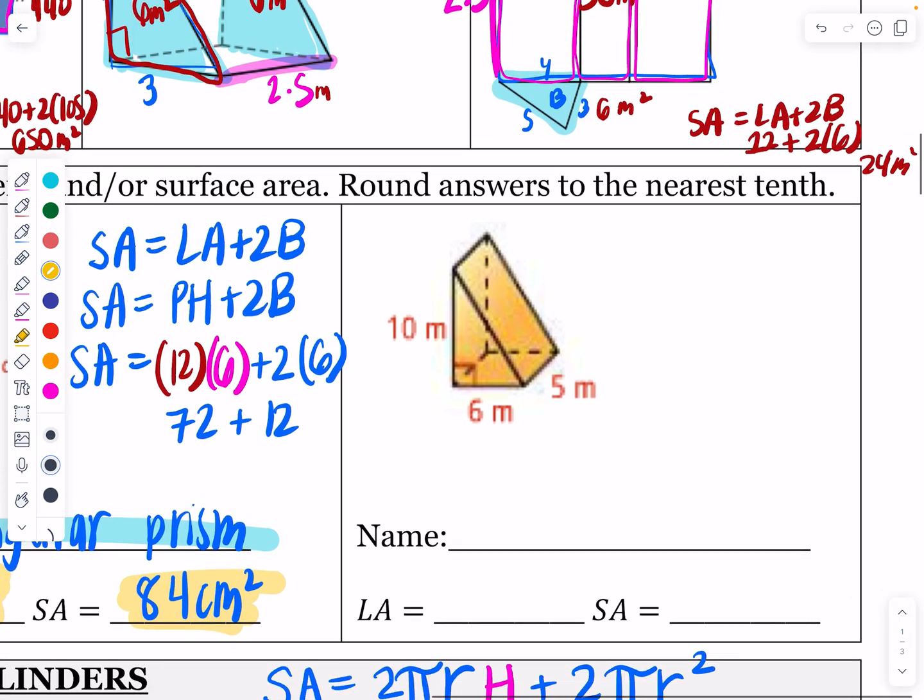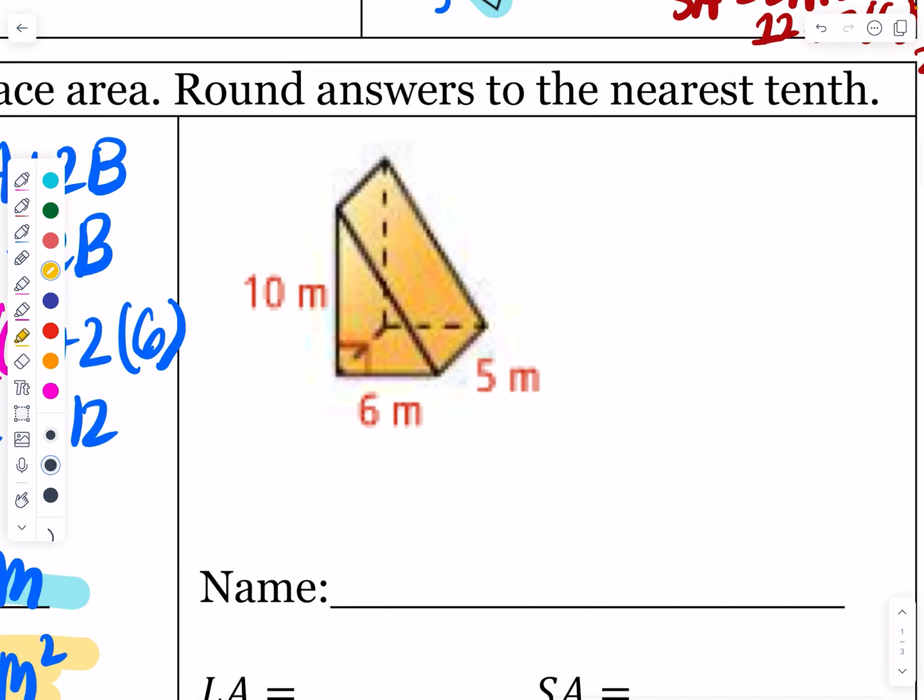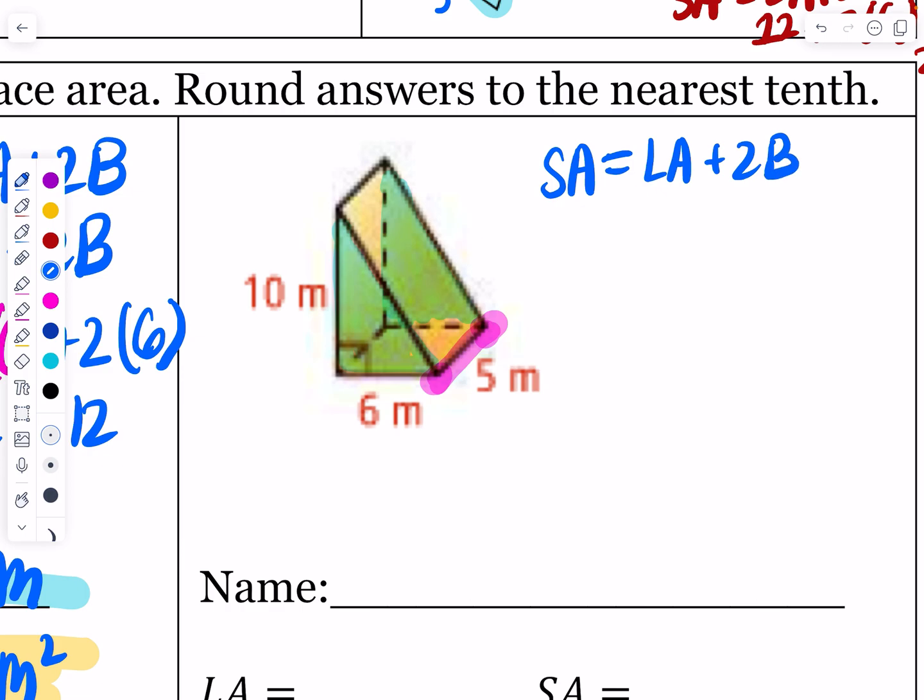Okay, let's do that again. This shape has been turned on its side. So these are still my bases. They're still triangular bases. And so since it's been turned on its side, what is the height between those bases? It's going to be 5. Okay, and so we want to find our surface area. That's going to be equal to the lateral area, the walls, plus 2 bases. So it's going to be equal to the perimeter times the height plus 2 of those bases.